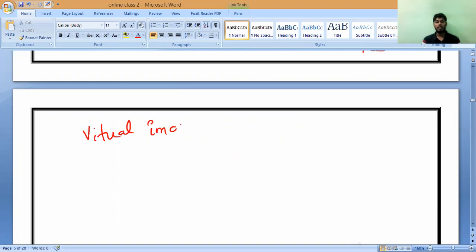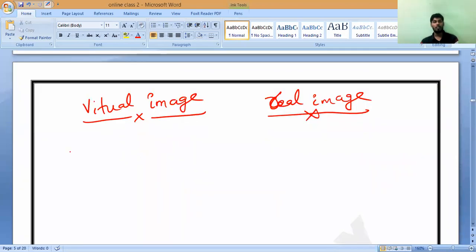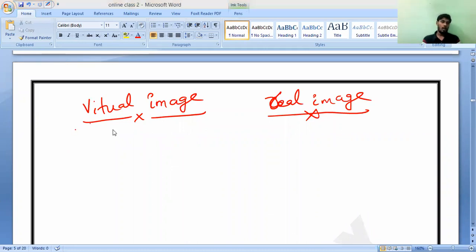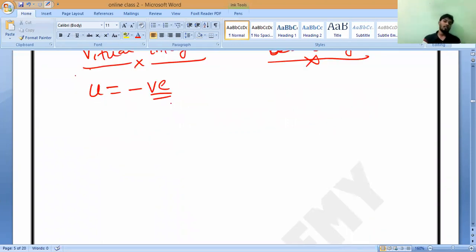Virtual image sign convention, whenever you are getting a virtual image in the case of lenses, and next one is the real image. Understand? Real image. So let us see the sign convention very clearly. So let us come to the virtual image. Anybody can say the first one? What is object distance? Always, object distance is negative. Can you remember? Always object distance is negative.